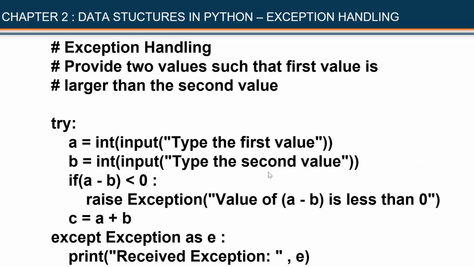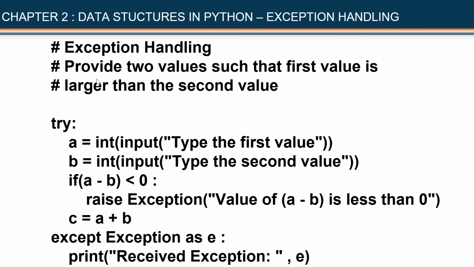Hi everyone. Now we are going to discuss a concept known as exception handling. Exception means error. Now, in this piece of the code, I have given an instruction to the user: provide two values such that the first value is larger than the second value. And suppose he provides 20 as the value of A and 15 as the value of B.